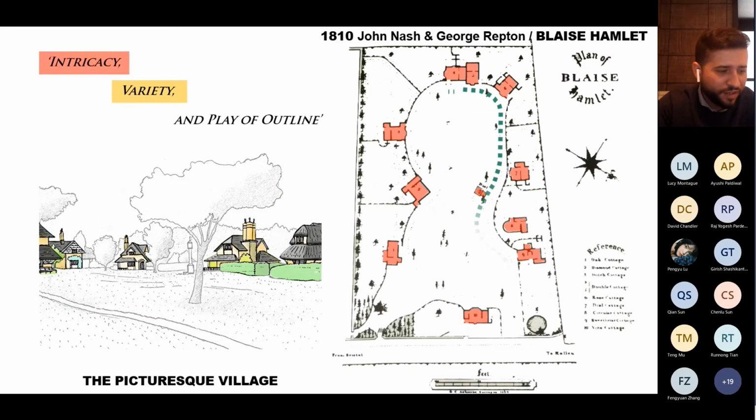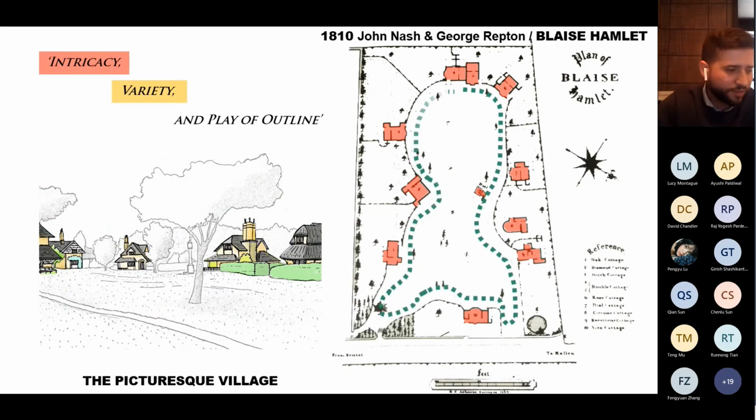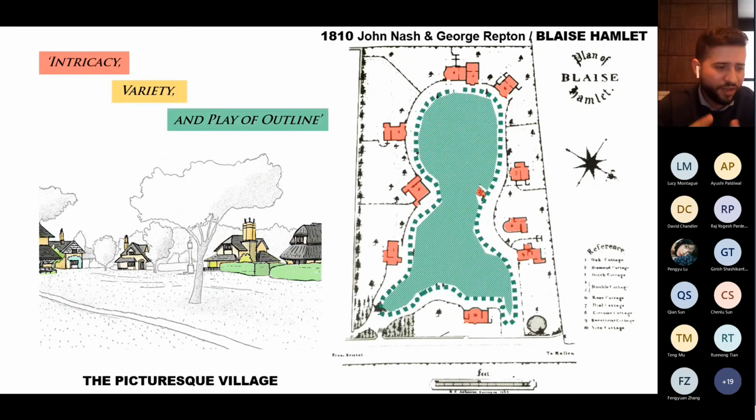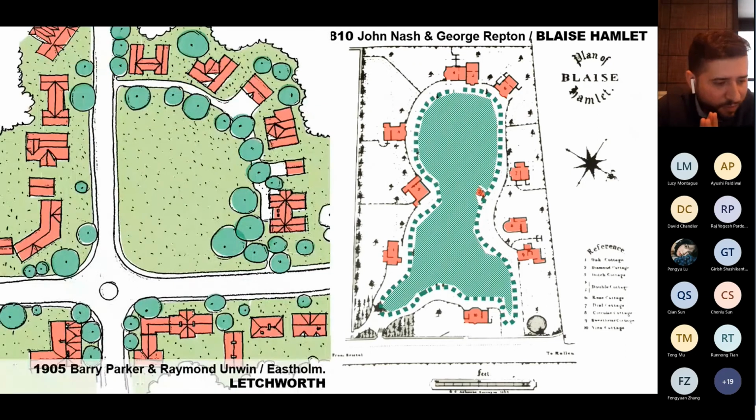Following these precepts, we can find plenty of examples of it within the residential areas of garden cities, such as this example of Letchworth, which is Eastholm, designed by Barry Parker and Raymond Unwin in 1905, or in most of the cul-de-sacs of Welwyn Garden City, such as Barleycroft Green, designed by Louis de Soissons in 1920.